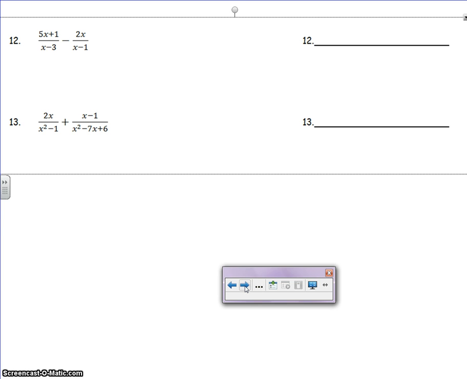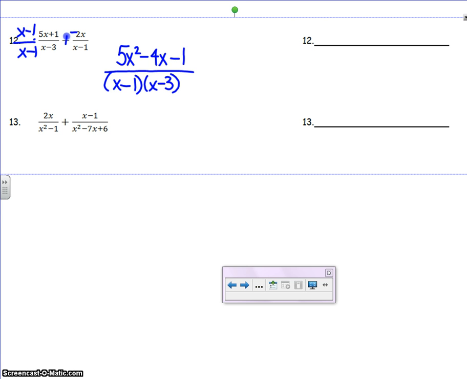So for number 12, what we need to do is I like to do plus and negative. Multiply our first fraction by x minus 1 over x minus 1. So for this numerator, what we're going to end up doing is we're going to end up FOILing. We'll get 5x squared plus 1x minus 5x, so minus 4x minus 1, and that's over x minus 1, x minus 3, plus, and then we just distribute negative 2x to x minus 3. So we have negative 2x squared plus 6x all over x minus 1, x minus 3.